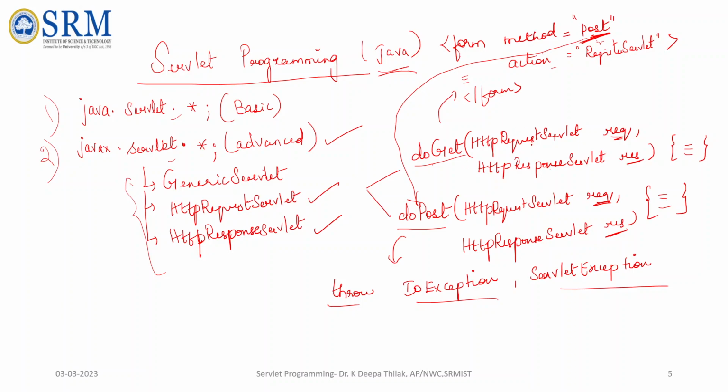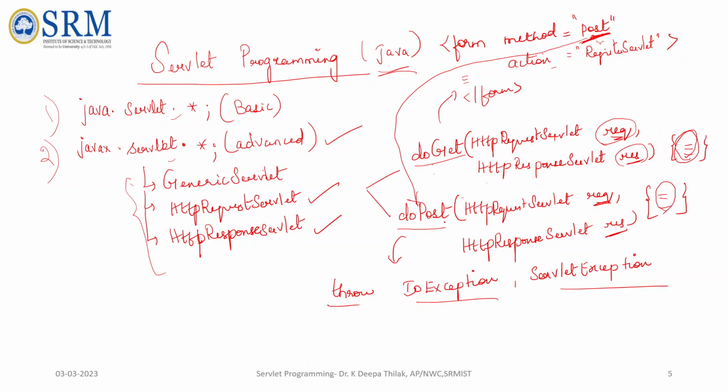The doPost or doGet has two arguments. One is HttpServletRequest; this is a variable name, it can be anything. The second one is HttpServletResponse, which is also a variable. Whatever you put inside these curly braces is your logic. With this logic you should know how to access the form elements, process them, and send the result back. Everything should be packed inside this content.